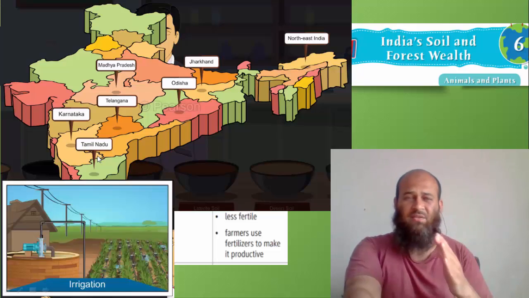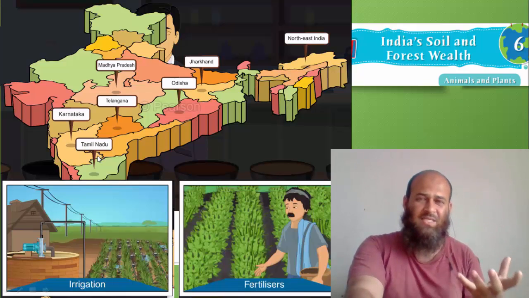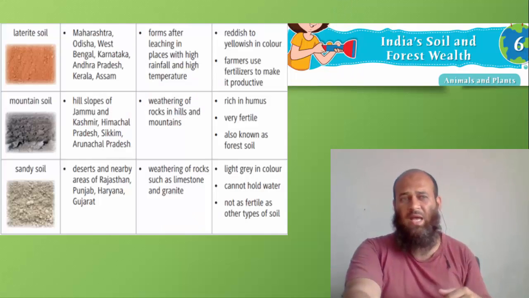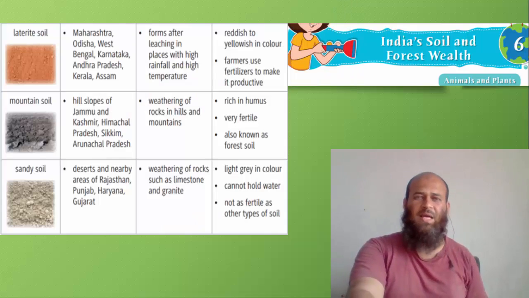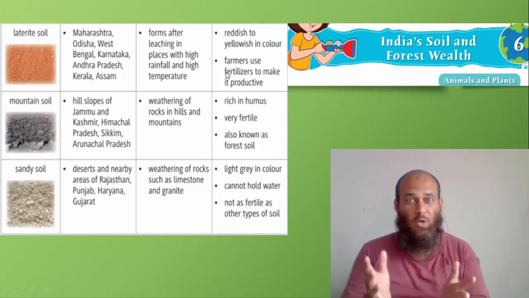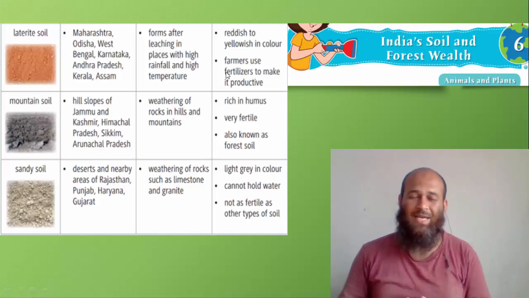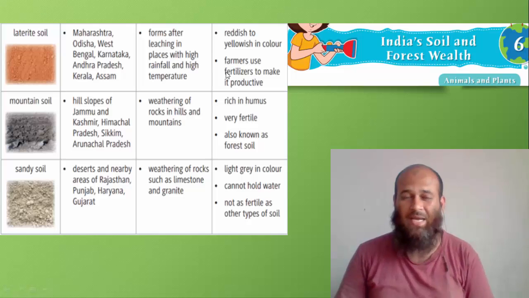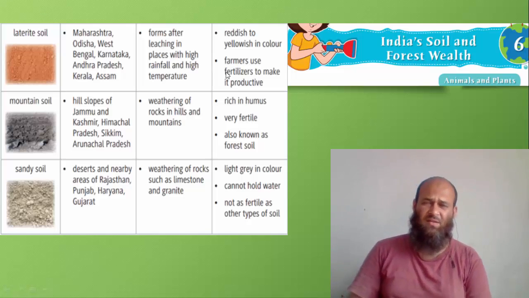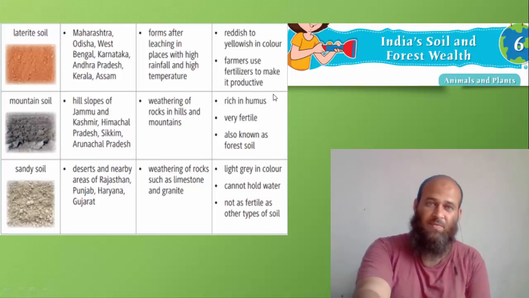Irrigation, you need irrigation for this type of soil and fertilizers are also added to it. Then we have laterite soil. Laterite soil is just like your bricks. Why? Because laterite soil is majorly used in Aurangabad or in the nearby areas to make bricks. It is reddish to yellowish in color. And farmers use fertilizers to make it more productive.